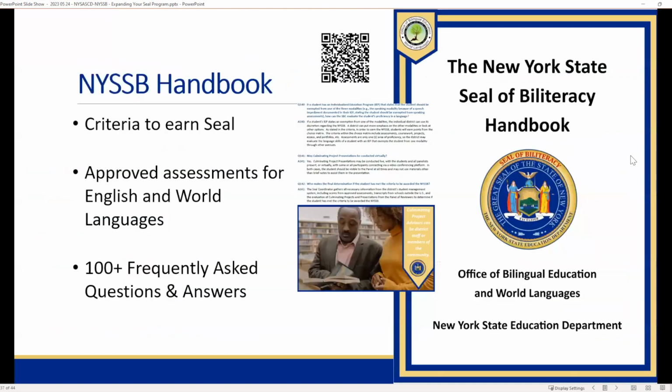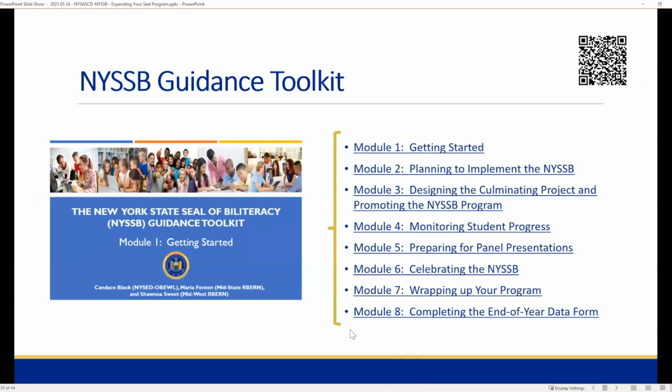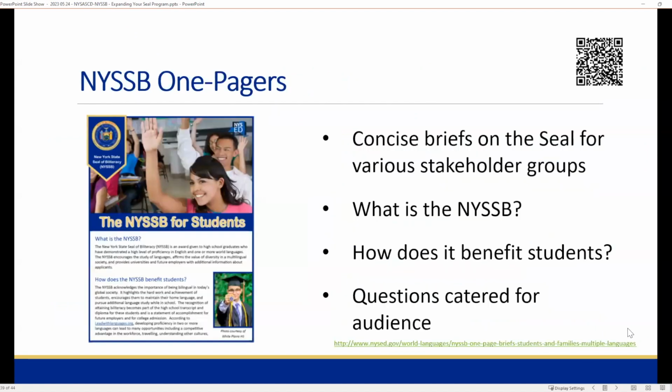And I'll show you briefly what these are. We have our Seal of Biliteracy handbook, which is a must read for anyone offering the Seal of Biliteracy. We will be updating this in the next month or so for the new school year. We have our guidance toolkit, which has 8 different modules that walk you through the process of offering the seal for the first time, and I'll be updating those this summer.